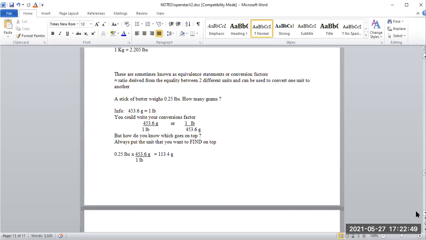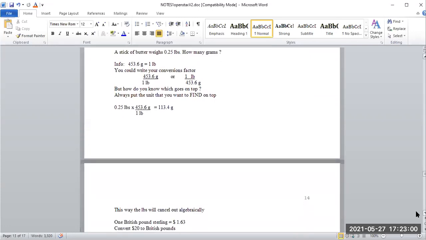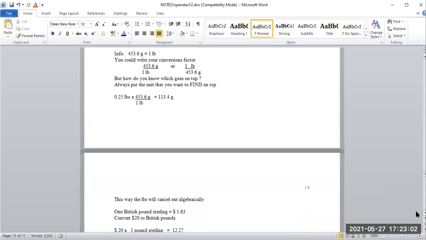In this case, I want the pound on the bottom because I want it to cancel out with my 1/4 pound. So when I set this up, I've got 1/4 pound, and then I have the grams on the top and the pounds on the bottom. That way, my pounds go away when I do the math, and I have 113.4 grams.